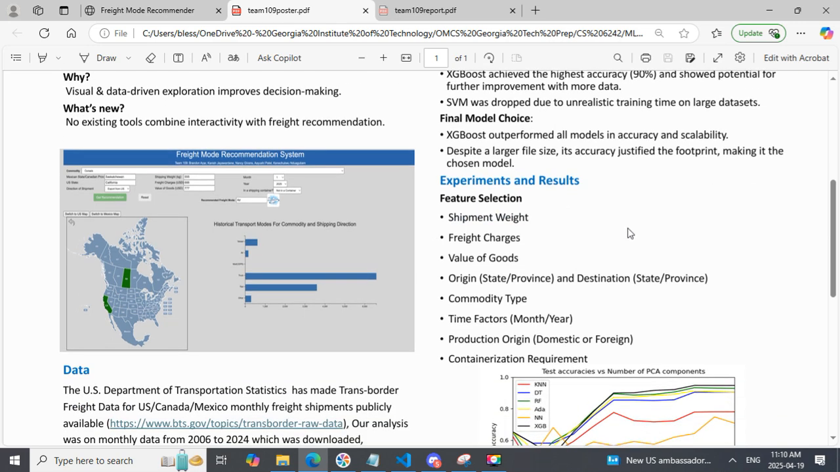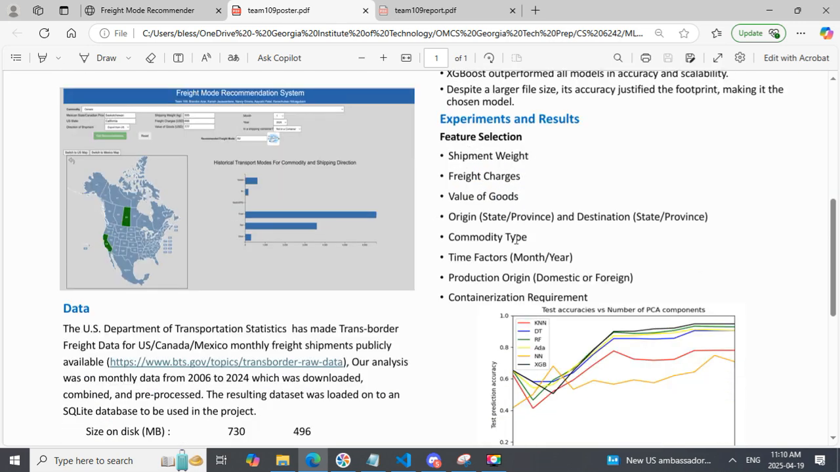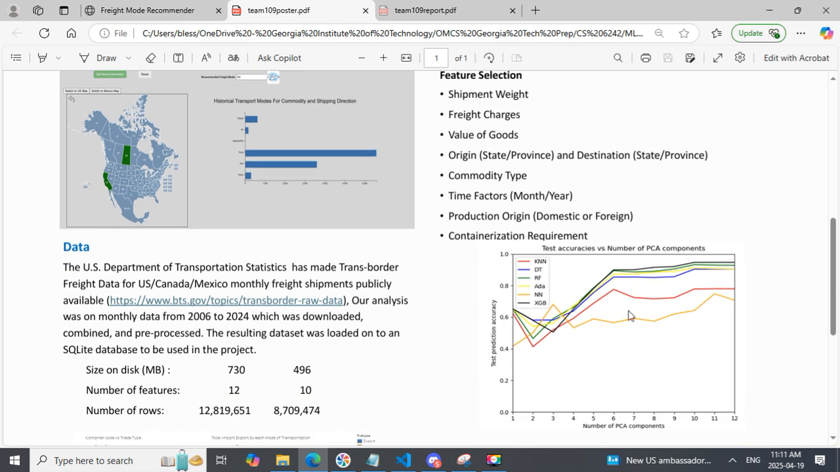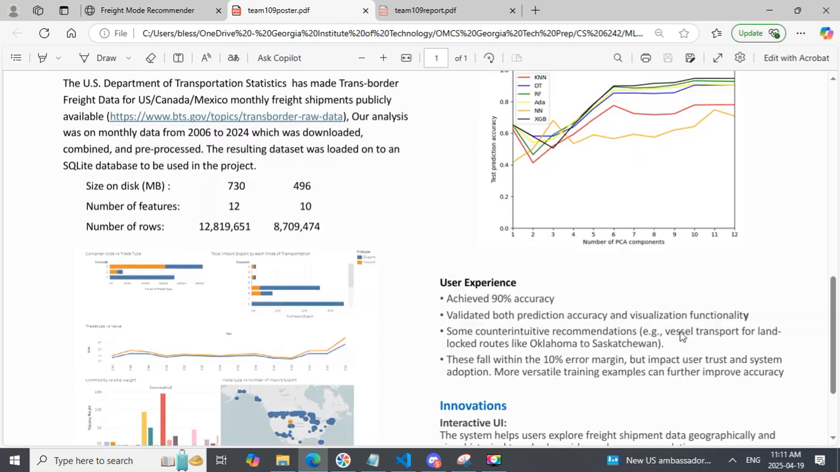Our PCA gave us the feature importance in this order listed here, and we also were able to get down the number of components because the test accuracy plateaued after 10 components, which indicates that there was no need to add the remaining 2 components.